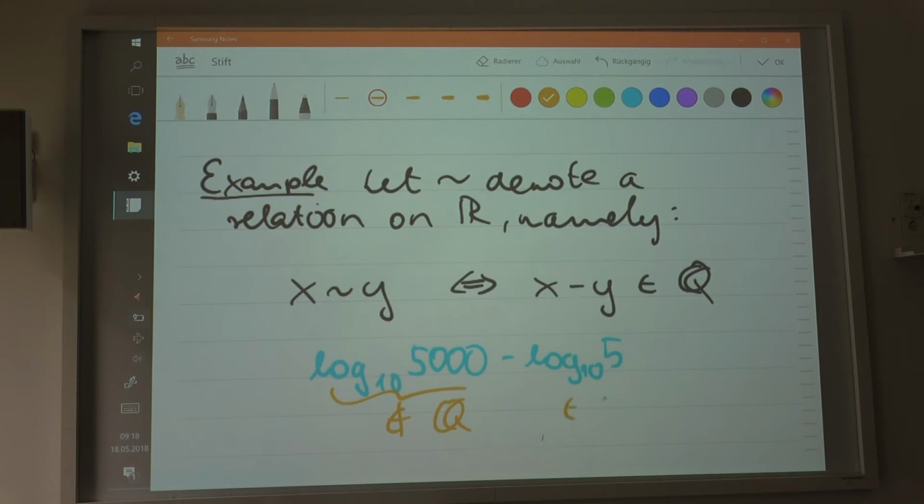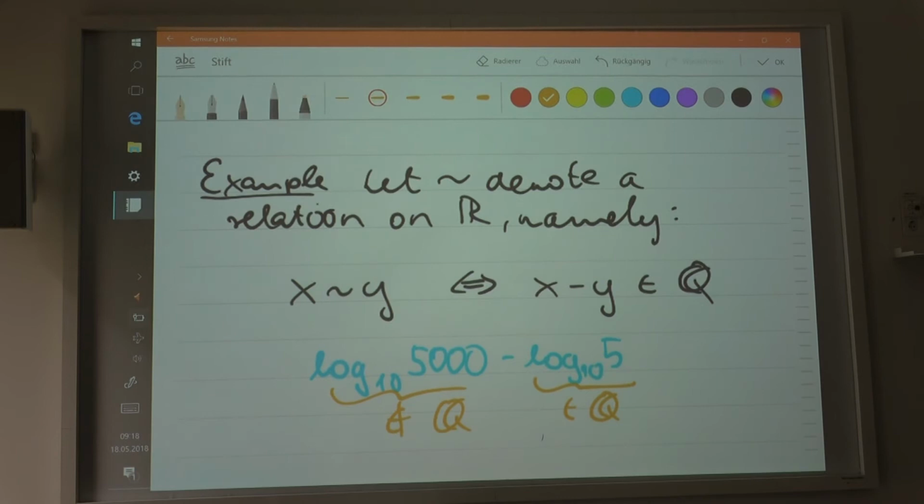What is actually the logarithm of 5,000 to base 10? This is the exponent of the power that equals 5,000, where the base is 10. So 10 to the what equals 5,000? That's it. And the answer is the logarithm of 5,000 to base 10.